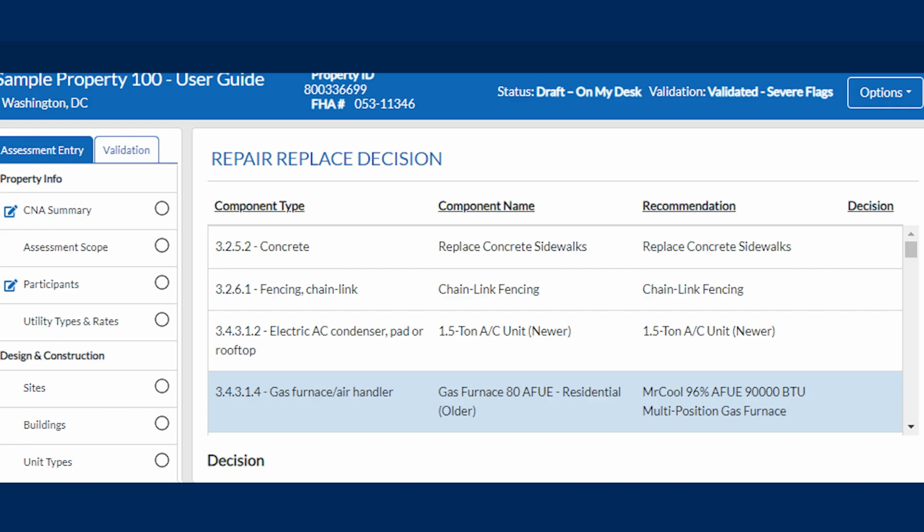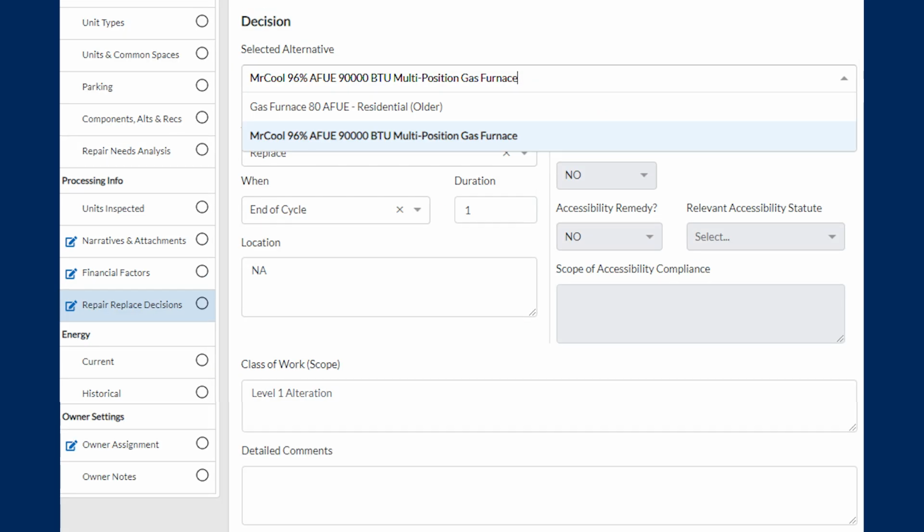First, you'll determine if you agree with the preparer's recommendation between each component and its alternatives. Select a component from the component type list at the top of the screen. Several fields will appear. Under the decision in the selected alternative field, the preparer's recommendation will be shown. Select the drop-down to see both the preparer's recommendation and all of the alternatives for that component. Select either the preparer's recommendation, shown in bold print, or one of the alternatives.